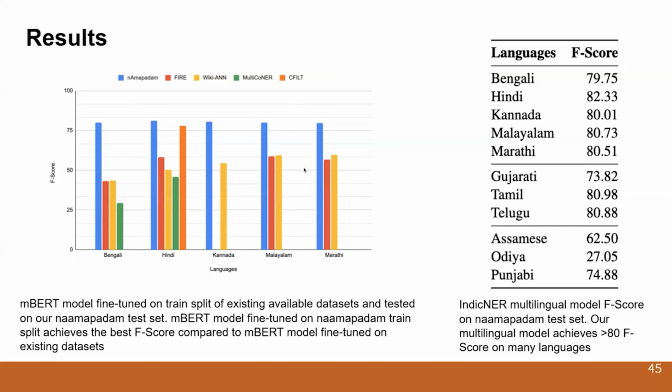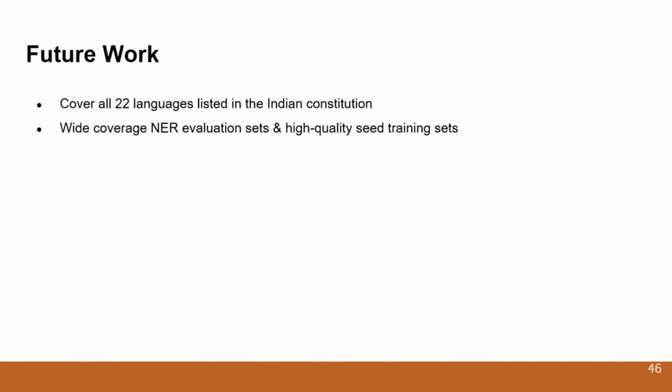And here we can clearly observe the performance gains. The models trained using our synthetically created data set outperform existing models trained on existing data sets by a huge margin. We also report individual language-wise F scores on the test set. As you can see, for many languages, we achieve an F score greater than 80 using our Namapadam trained data set. So we have released a data set comprising around 11 languages. As part of future work, we want to cover all the 22 languages listed in the Indian Constitution. Thanks, everyone.